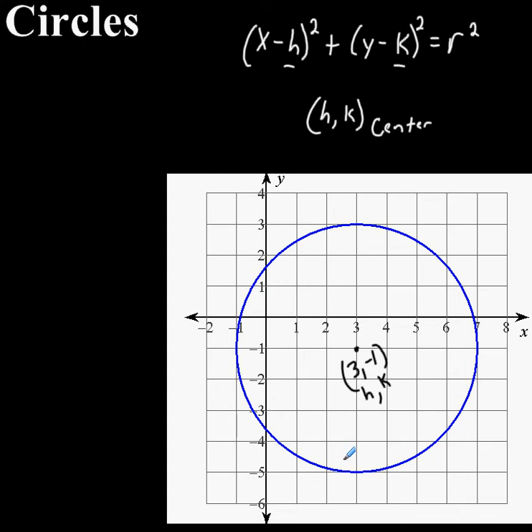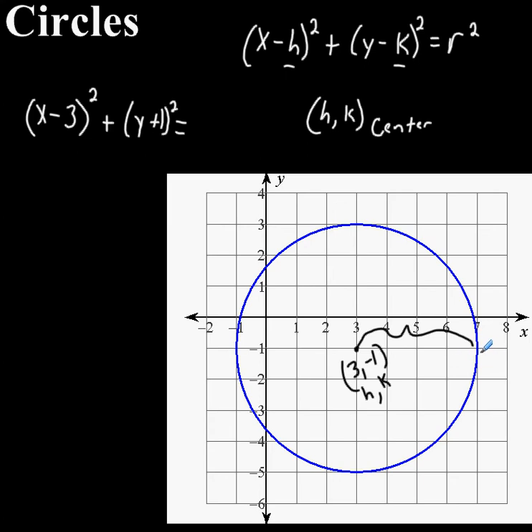So what our equation would look like is x minus, the h is there, so that would be a 3, squared, plus y. Now because the k is a -1, we would put minus -1, which would make a +1 right there, squared, equals, now the radius. Now the question is, how do you find the radius? The radius is the distance from your center point to the outside.